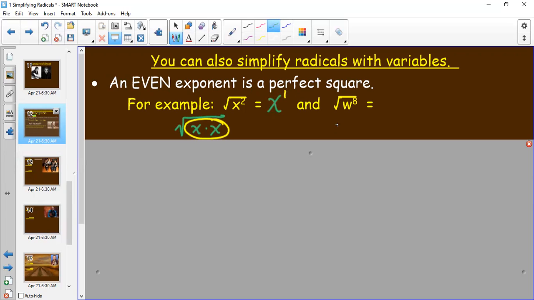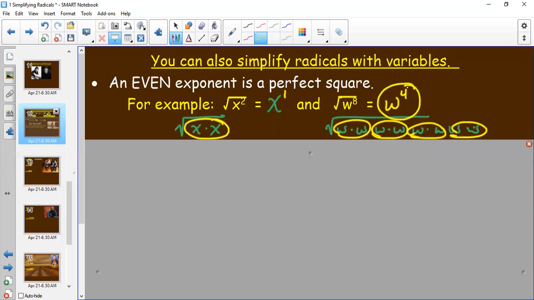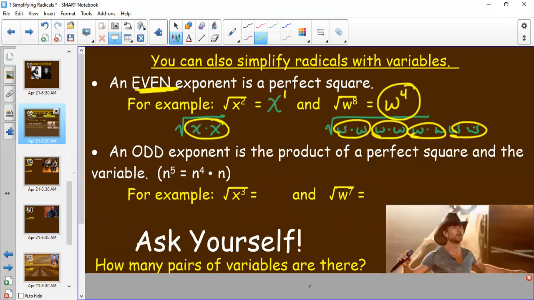Okay, so let's see w to the 8th in action here. I'd have 8 w's, 1, 2, 3, 4, 5, 6, 7, 8. How many pairs do I have? Well, 1, 2, 3, 4. Our answer here would be w to the 4th. Okay, so that's if it's an even exponent. So a lot of people in class realize, oh, I could just cut the exponent in half, and that works. But it doesn't work if it's an odd exponent. So let's look at odd exponent.